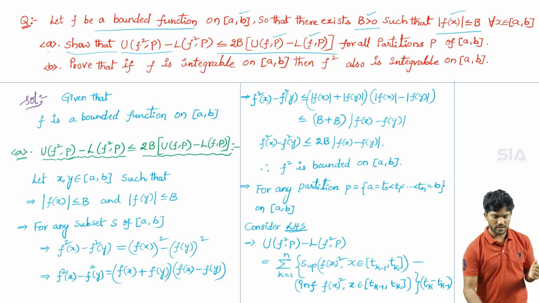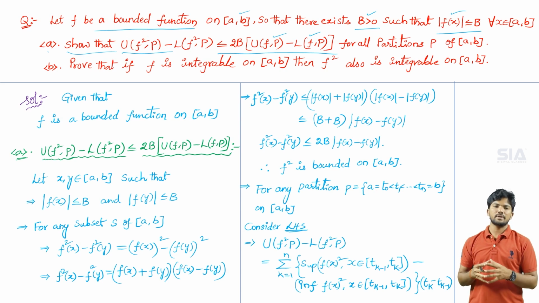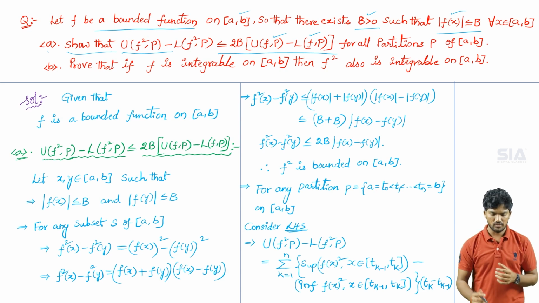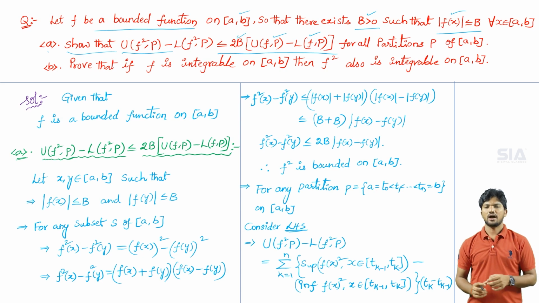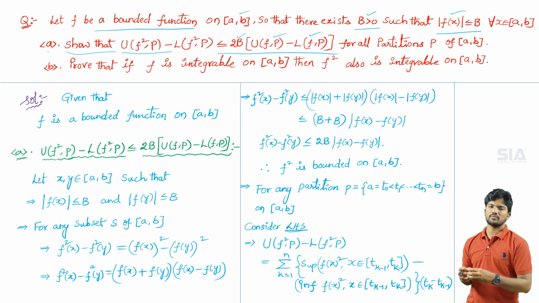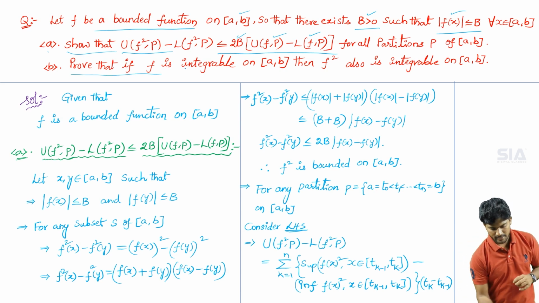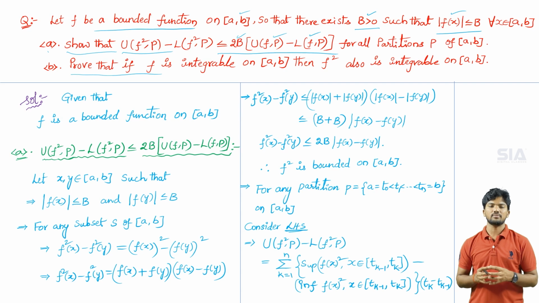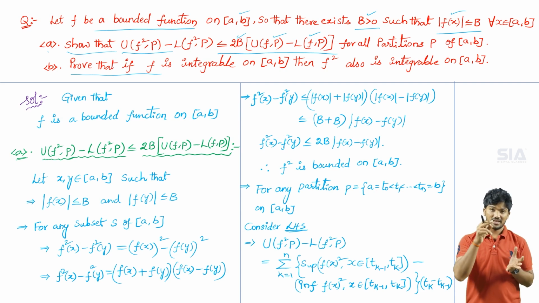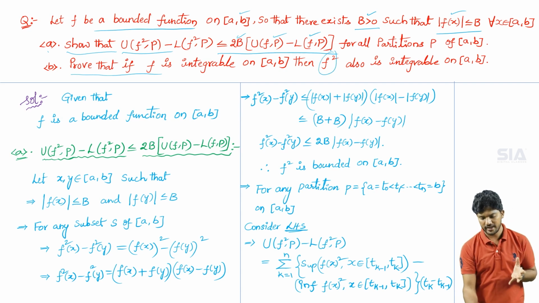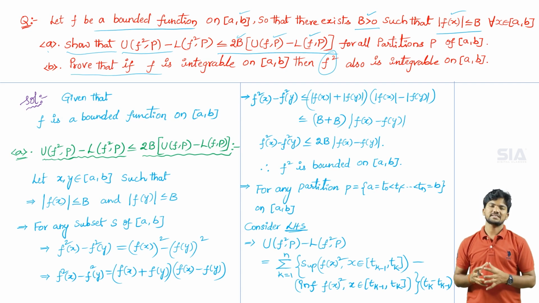So we have to show that U(f², P) − L(f², P) ≤ 2B (U(f, P) − L(f, P)) for all the partitions P of the closed interval [a, b]. Second, prove that if f is integrable on the closed interval [a, b], then f² is also integrable on the closed interval [a, b]. The square of that function is also integrable on the same interval.